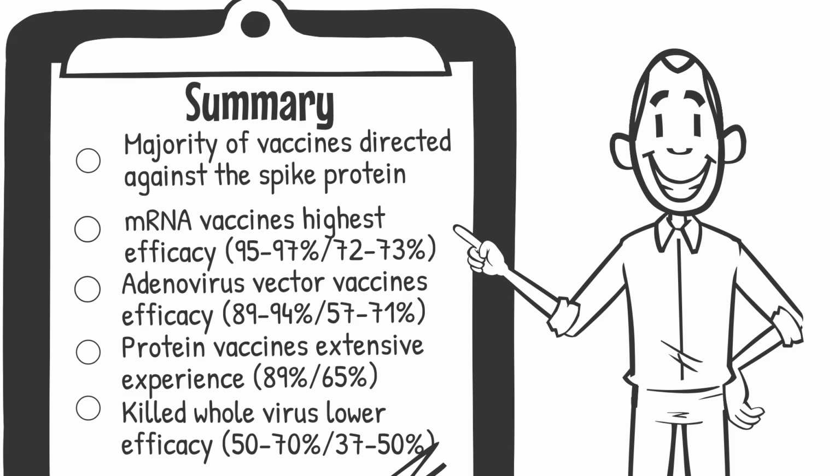The adenovirus vector vaccines demonstrate nearly comparable protection, 89 to 94% for earlier strains and 57 to 71% efficacy for Omicron variants. The tried and true purified protein vaccines combined with an adjuvant have a similar efficacy to the adenovirus vaccines. Killed whole SARS-CoV-2 is somewhat less effective for protecting against disease, with an efficacy in the mid-70% range for earlier strains and 50% range for the Omicron variants. The Chinese vaccine CoronaVac is less effective, 50% for earlier strains, 37% for Omicron.